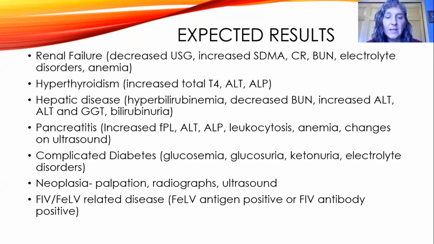With complicated diabetes, you'll obviously see an increase in the glucose within the serum and the urine both. In more prolonged cases, you can see ketones in the urine, and within the blood work, you'll see electrolyte disorders. For neoplasia, a lot of times you may be able to palpate these, or you'll be able to visualize them on radiographs or ultrasound. And then with the FIV and leukemia related diseases, obviously on that test that we looked at previously, the leukemia antigen spot would be positive, or the FIV antibody spot would be positive.